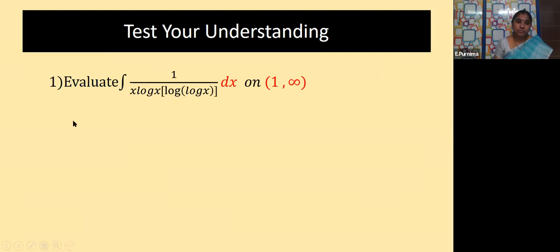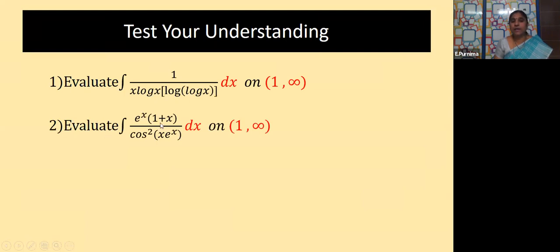Check it. The second one is evaluate e to the power of x into 1 plus x by cos square of x into e power x dx. It is also the same, children. Don't get scared by seeing this function. It is a very simple sum; it only looks like that.